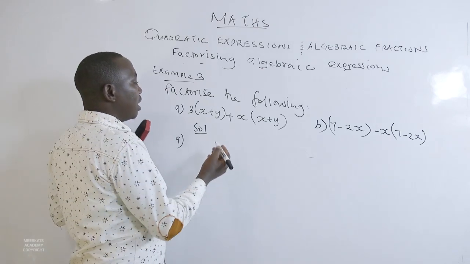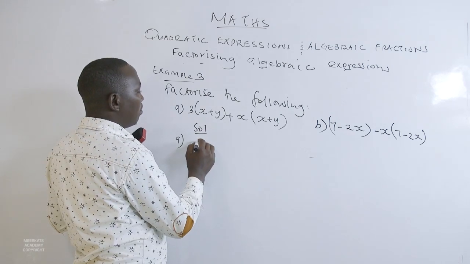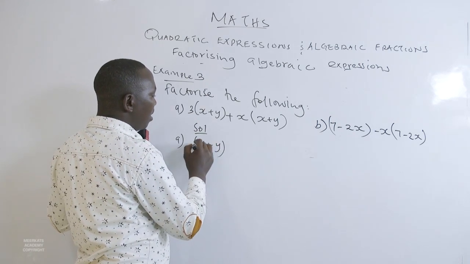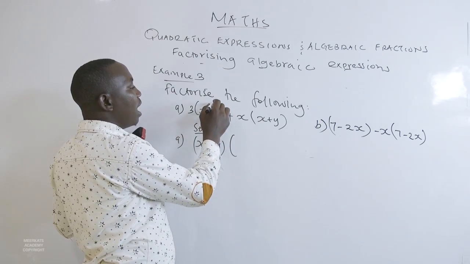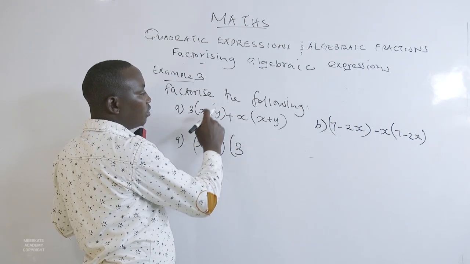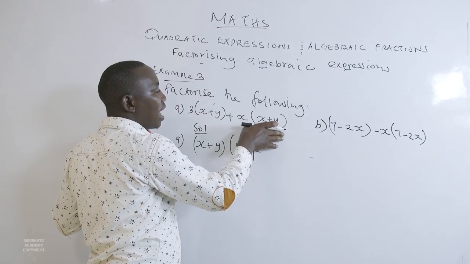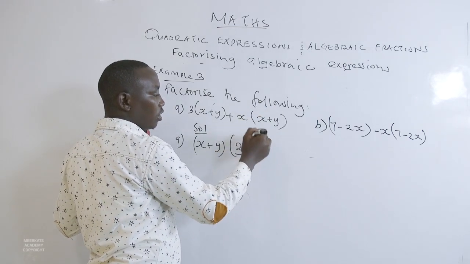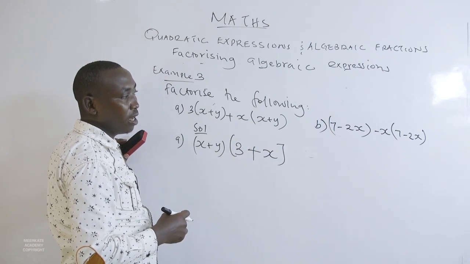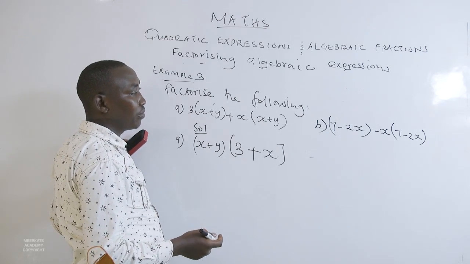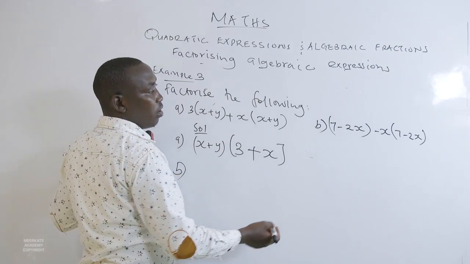Alternatively, we have already discovered that x plus y is a common factor. So we begin by writing it down, x plus y into... x plus y goes into 3 times x plus y 3 times. This and this will cancel. Plus x plus y goes into x plus y x times. This one will cancel, remaining with x, which is more or less what we already had.